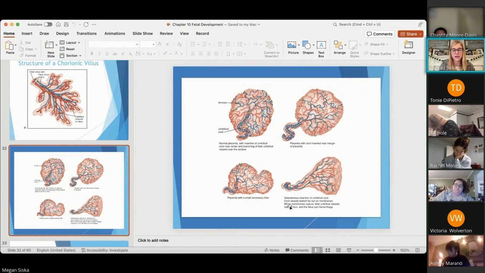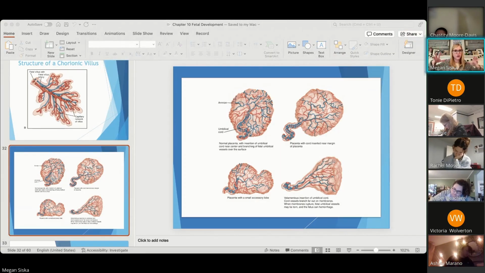And then this is a velamentous. So Nicole had mentioned a velamentous cord insertion. So here's the meat of the placenta, and then here are the membranes, that bag of water, and the cord actually will attach almost in that bag of water, and then the vessels traverse over the bag of water, and that can disrupt the amount of blood flow and nutrients, and those babies can grow smaller. So they have more testing throughout their pregnancy to watch that growth and make sure that everything is okay.